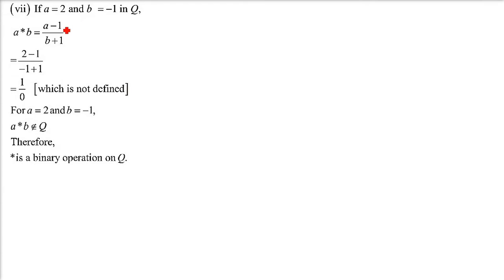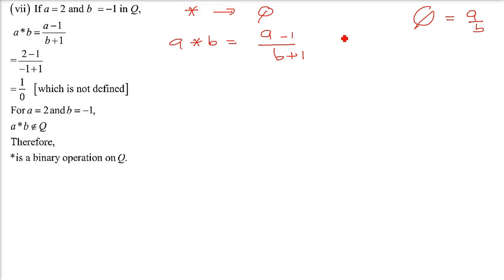Now, seventh is the star. Again, we have come back to star on Q. And now this Q is the rational numbers. A rational number is always of the form P by Q. Rather than depicting it by A by B, we will always try to depict it by P by Q form. So this star is on Q, and this is defined by, when we operate A and B, you should get a value, or the final expression is (A minus B) divided by (B plus 1). And this is for all A and B belonging to Q, which is ultimately our rational number set.